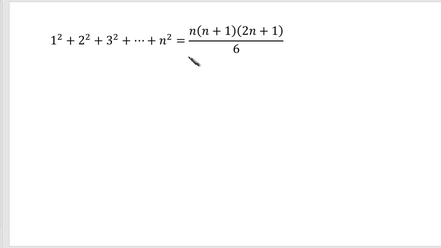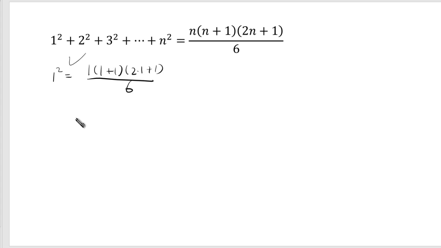You may have seen this formula and thought, who ever found this? How do you actually find it, and how do you know it actually works? Well, if you haven't seen it, let me just explain. 1 squared is 1 times (1 plus 1), 2 times 1 plus 1, over 6. So when n is 1, you do get 2 times 3, which is 6 over 6.